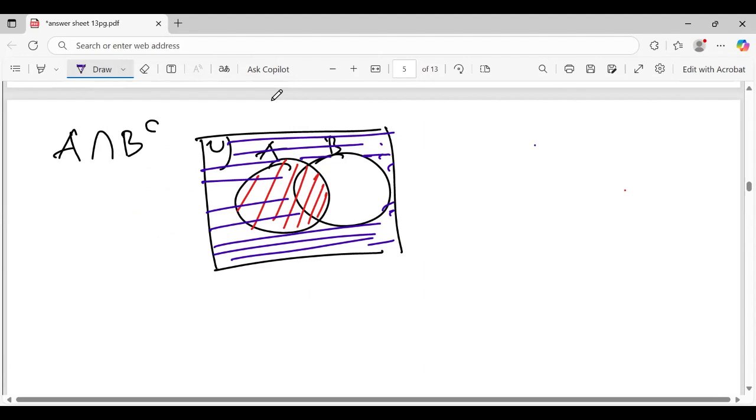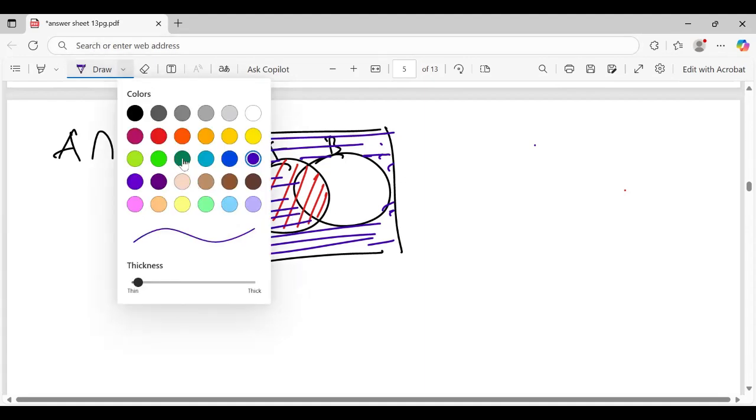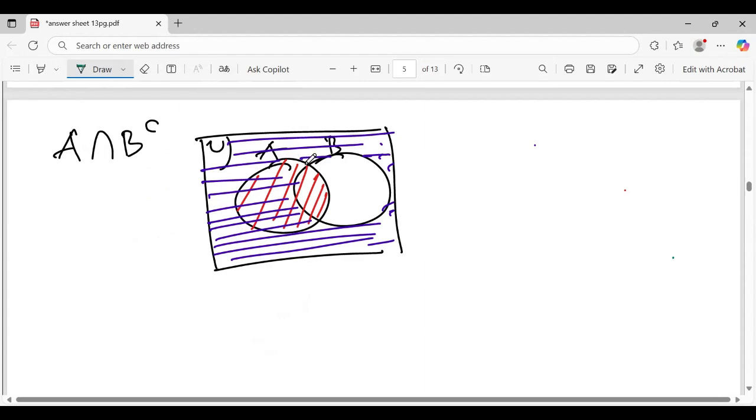So now find the area which has two shadings. Okay, this area. So this area has two shadings. Okay, and this one, this area. So this area is the solution area, the intersection between A and B complement. So this area.